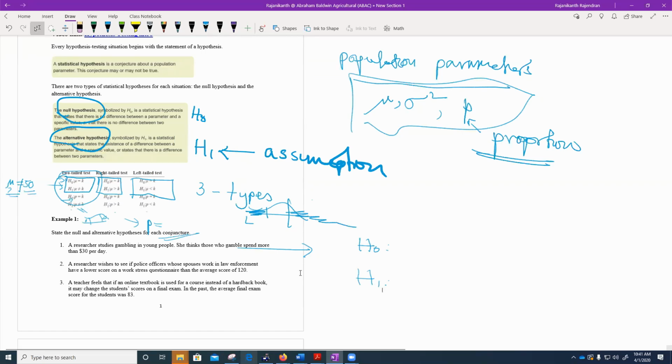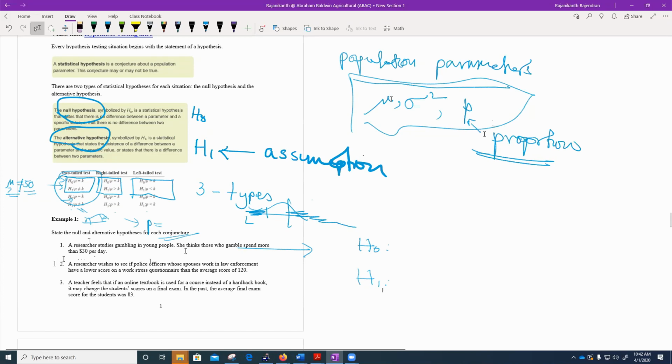Okay. What are the population parameters given in this problem? What kind of parameter are they talking about? Gambling and young people. Okay, but you have to tell me the population parameter, either mu or sigma squared or the proportion. Is it proportion? Is it mu? It is mean, right? So they are talking about the average, 30.